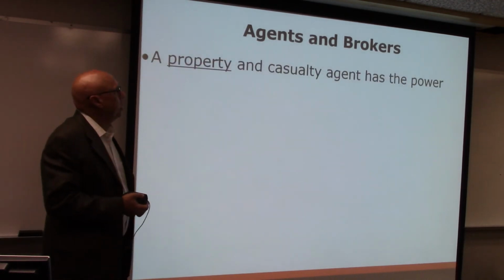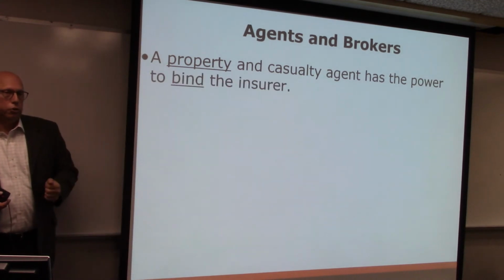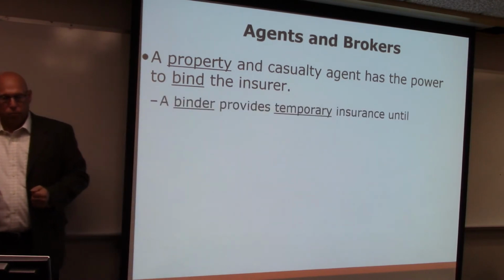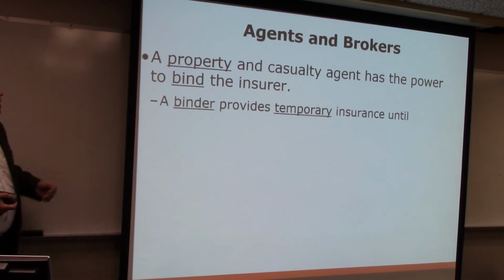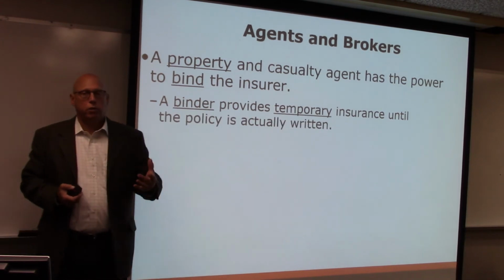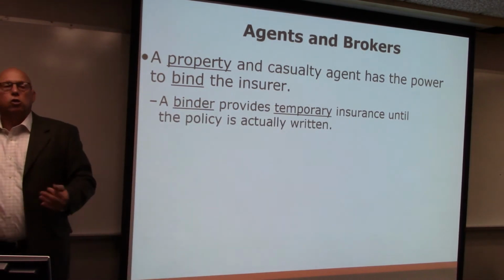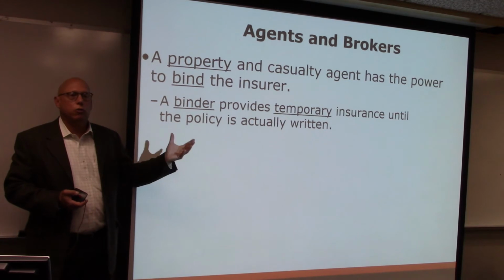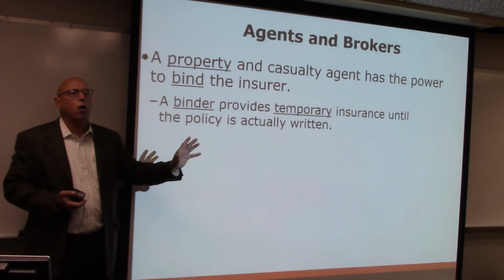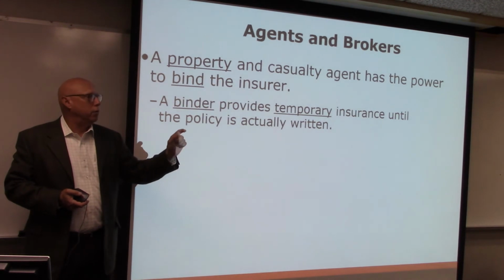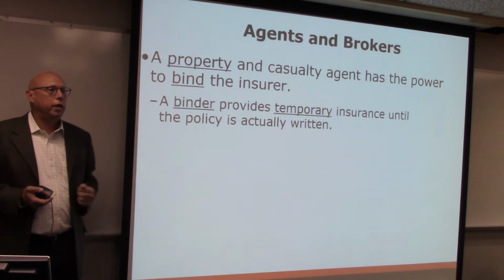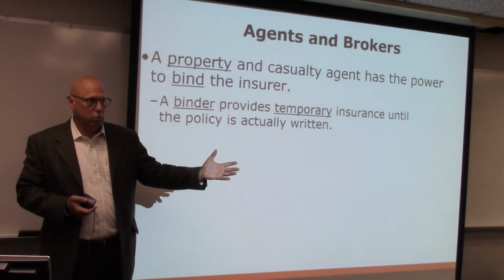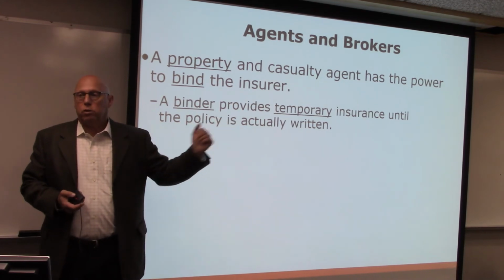So a property and casualty agent has the power to bind the insurer. That means make the insurer legally obligated to pay a claim. So a binder provides temporary insurance until the policy is actually written. Okay? So you'll get the policy in the mail. So you get a new car. You call your agent. First thing, before you get in the car, you call the agent, you take a picture of the VIN number, and you send it to the agent. The agent looks up the VIN number and then says, you're bound. Okay? Then 2 weeks later, you get the policy in the mail.